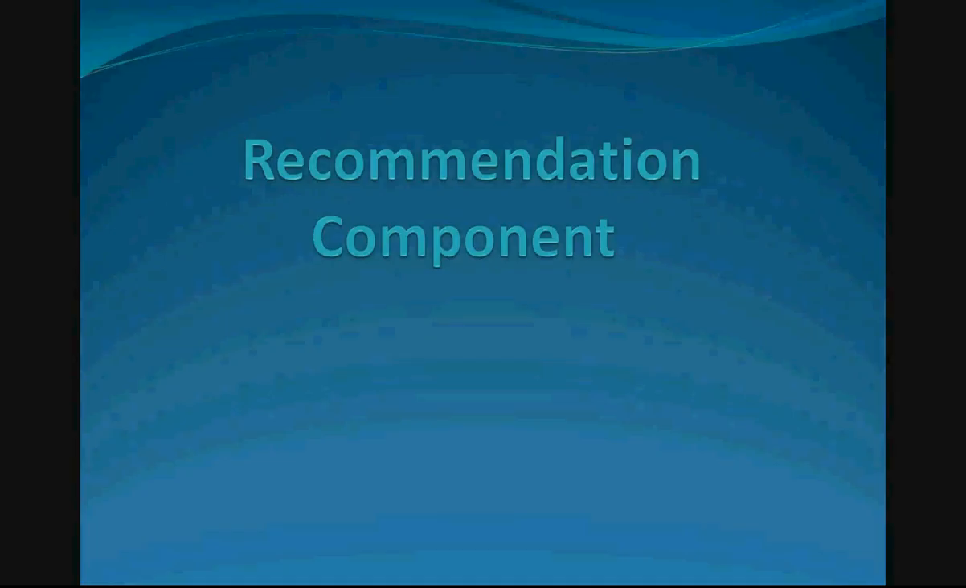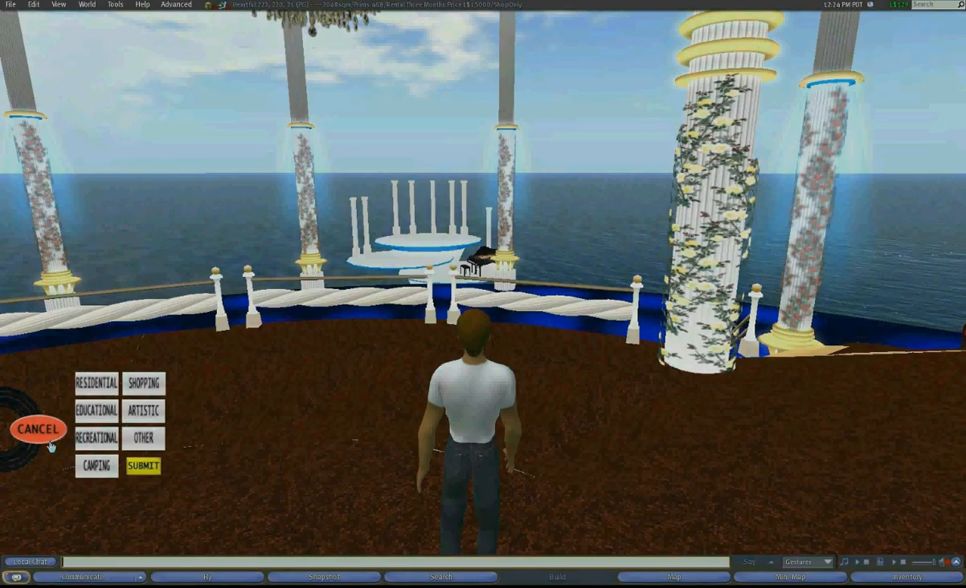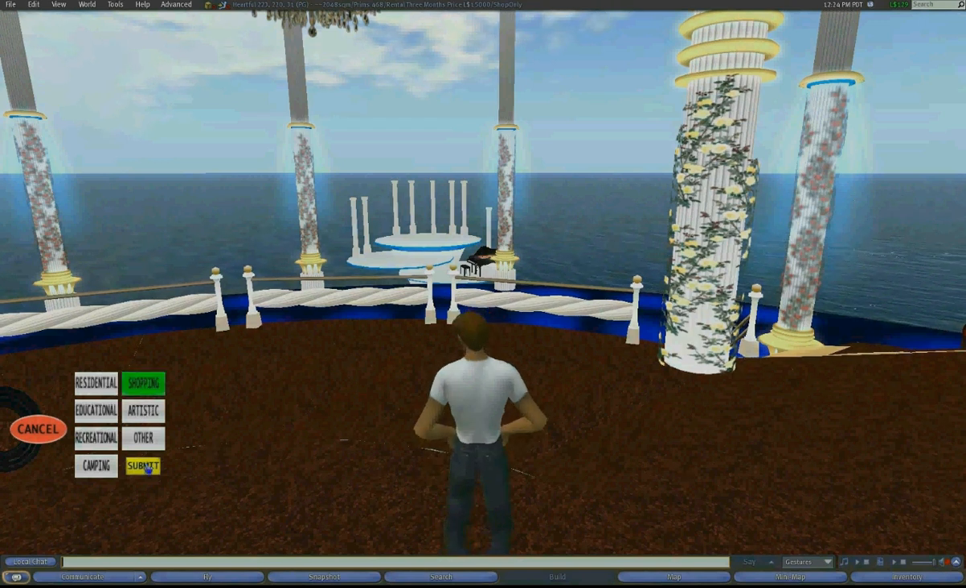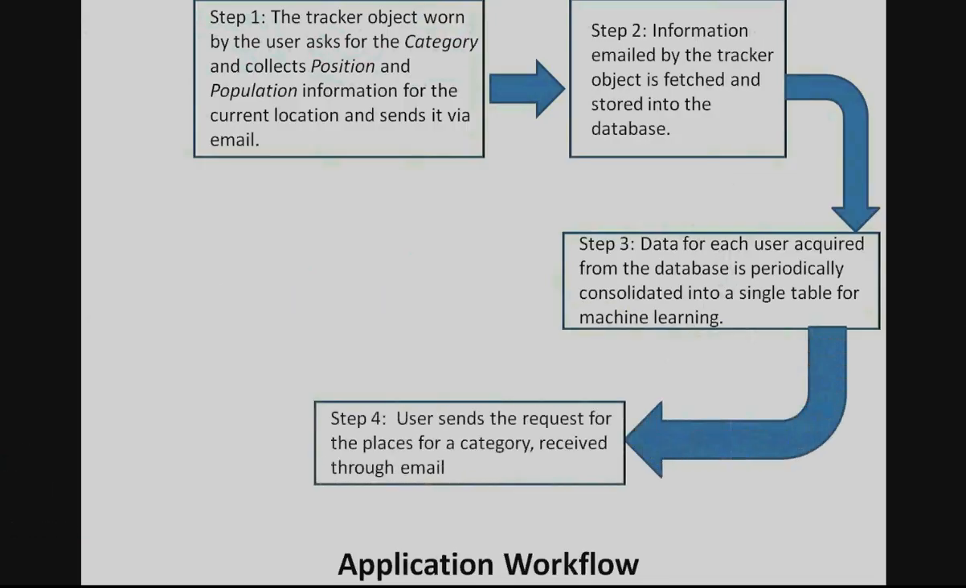Now the recommendation component. The recommendation component is also an HUD, or heads-up display device, that snaps to the left of the user's view. Again, the user can click on the request button to bring up a pop-up menu and then request from one of the categories by clicking on it and hitting the submit button. When this happens, an email is generated and received by our program sitting on the server. It receives and processes the category for which the user is requesting the recommendation.